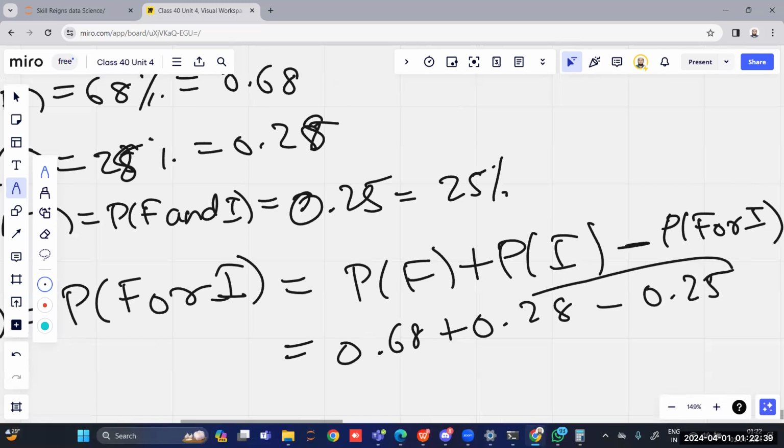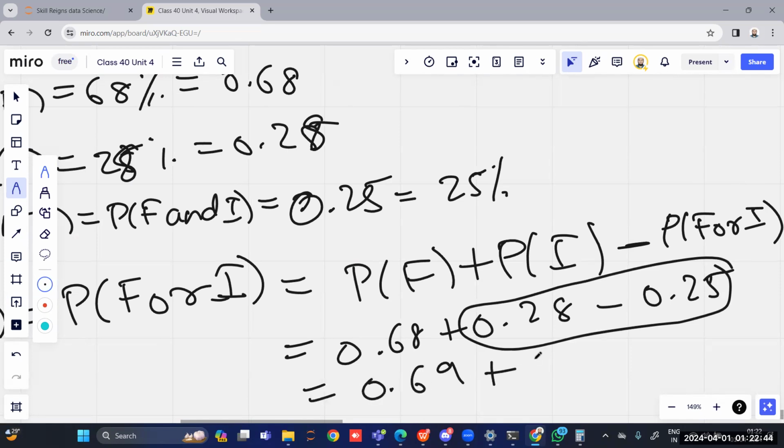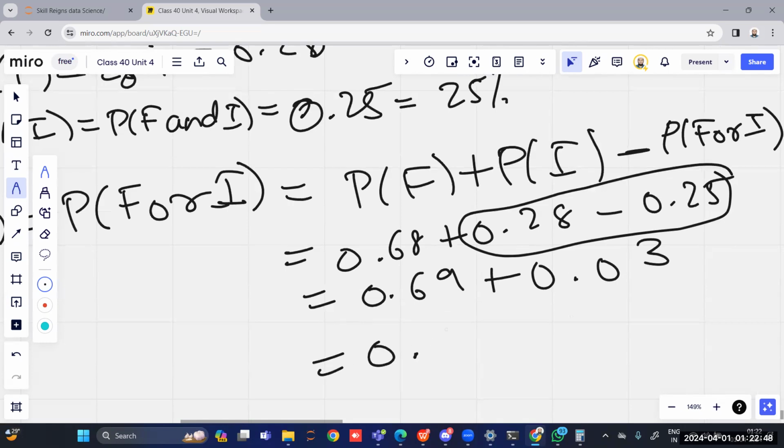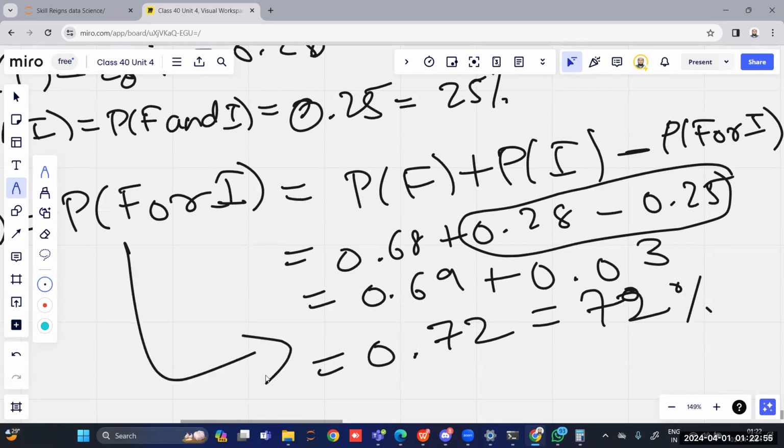So what I'll simply do, first I'll do the subtraction. We are left with 0.68 plus 0.03. When we add, it will be 0.72, which is 72%. Got that? F or I? That's the thing, got all of that for today.